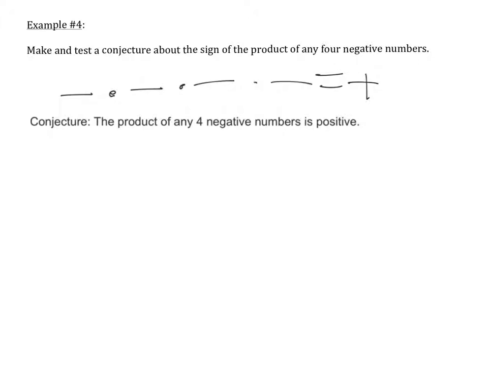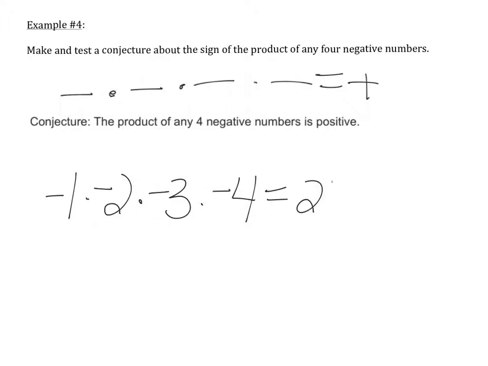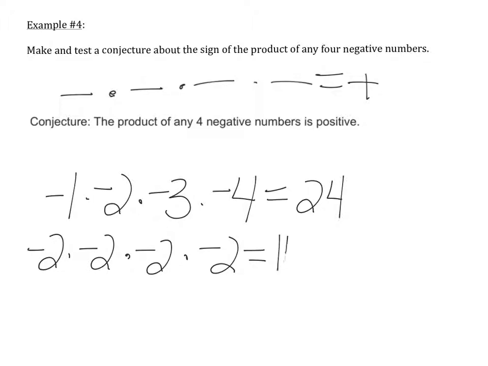Now let's test this out. If I take any four negative numbers, so let's take -1 times -2 times -3 times -4. -1 times -2 is 2, times -3 is -6, and then times -4 again would be positive 24. Let's just try the same number times itself 4 times. So -2 times -2 times -2 times -2. So -2 times -2 is positive 4, times -2 again is -8, times -2 again would be positive 16. So not only did we just make our conjecture, but we also tested it with a couple examples.